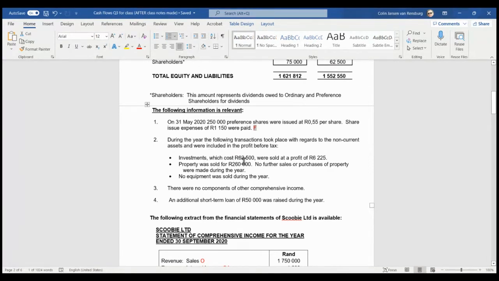Investments which cost 62,500 were sold at a profit of 6,225 rands. Property was sold for 260,000. No further sales of or purchases of property were made during the year. No equipment was sold during the year. But remember, that does not necessarily mean that no equipment was acquired. They only say no equipment was sold.